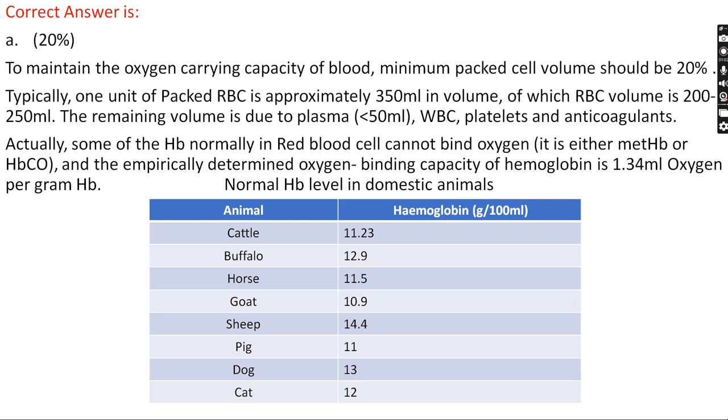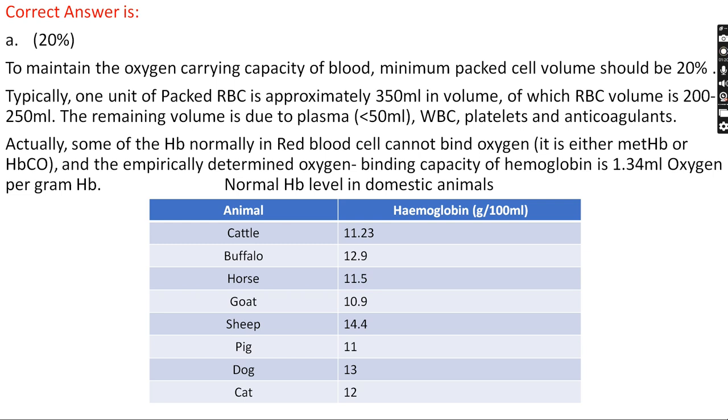the RBC contained in it is 200 to 250 ml, while the remaining volume is due to plasma, WBC, platelets, anticoagulant, etc. Okay. And we all know that inside the RBC, hemoglobin is the one which binds with oxygen. 1 gram of hemoglobin binds with 1.34 ml of oxygen.